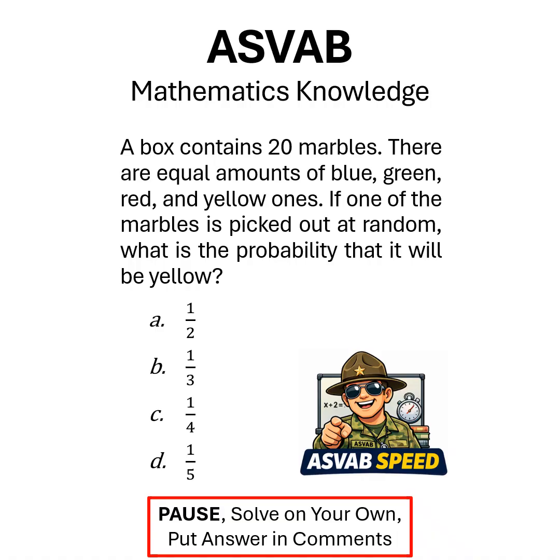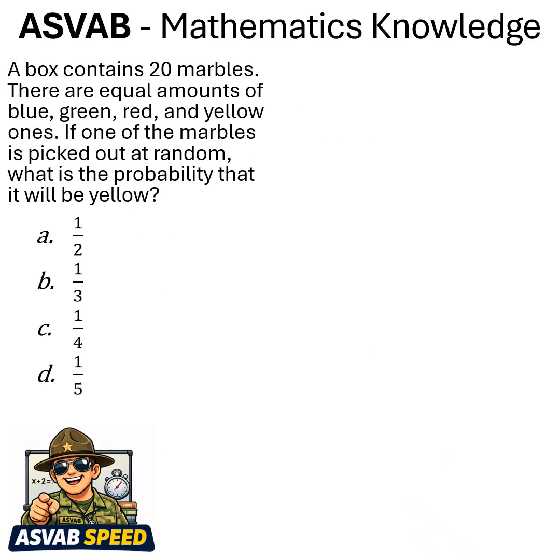Mathematics knowledge. A box contains 20 marbles. There are equal amounts of blue, green, red, and yellow ones. If one of the marbles is picked out at random, what is the probability that it will be yellow? Remember to pause, solve on your own, put your answer in the comments. Let's begin. All right, let's get out the highlighter and mark what's important. I see 20 marbles. There's equal amounts of each color. Here's 1 color, 2 color, 3 color, 4 color. And the question is, if one of them is picked at random, what is the probability it will be yellow?